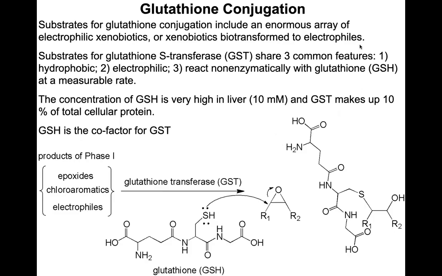For the glutathione conjugation, as I already explained to you, there are three enzymes there. So the glutathione conjugation includes several xenobiotics, such as electrophilic xenobiotics or xenobiotics that are already transformed biologically to electrophiles. While the substrate for the GST itself shares three common features: the substrate must be hydrophobic and electrophilic, and react non-enzymatically with glutathione at a measurable rate.